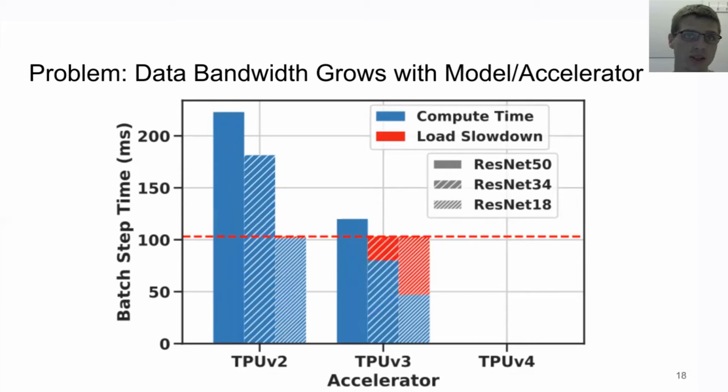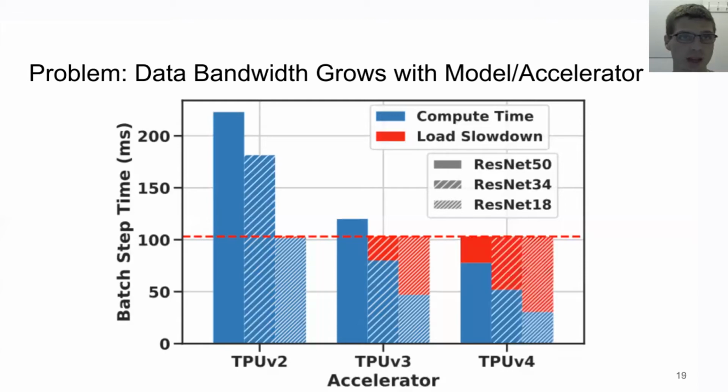However, the story changes as we begin using the faster TPU v3, which is roughly 2 times faster across the board. We can see that both ResNet 34 and ResNet 18 are spending between a third and half of their total time waiting on data. As we go to the TPU v4, which is the most recent, we can see that all models are projected to be storage bound in this configuration. Therefore, we can conclude that faster accelerators and more efficient models will present storage challenges.